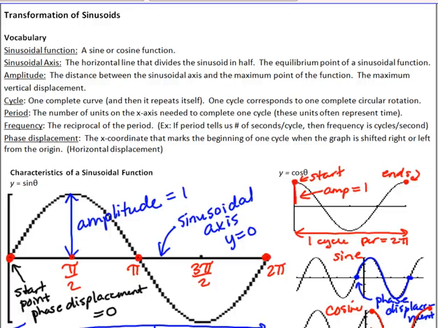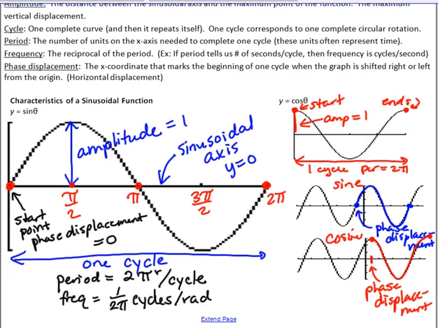In this video, we're going to talk about the characteristics of sinusoidal functions. Sinusoidal functions are sine or cosine graphs. At the top of your notes, Transformation of Sinusoids Notes and Inspire Activity, you'll see a list of important vocabulary words, which I'm not going to read to you because you can read, but I am going to describe those vocabulary words using these graphs.